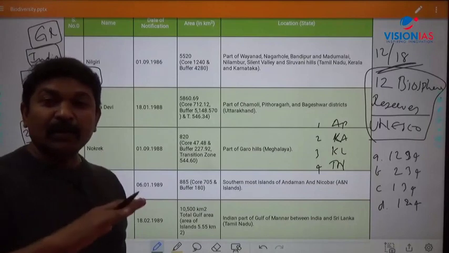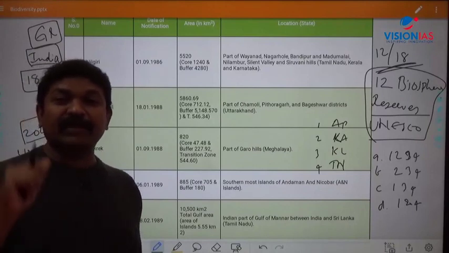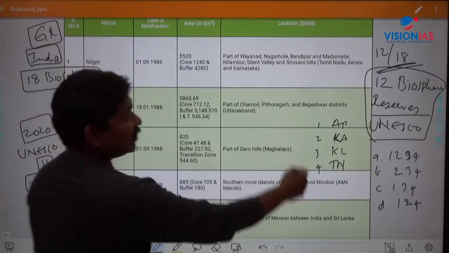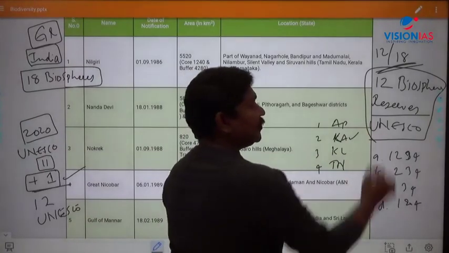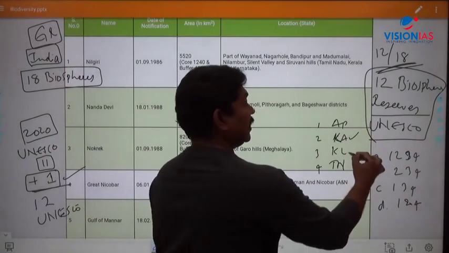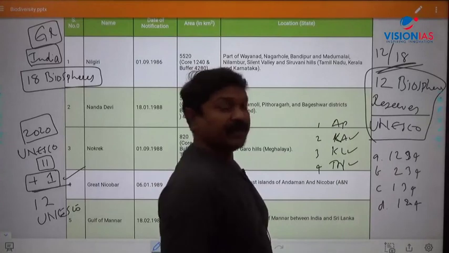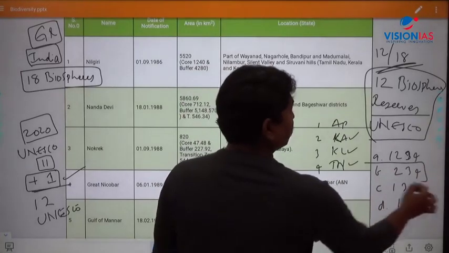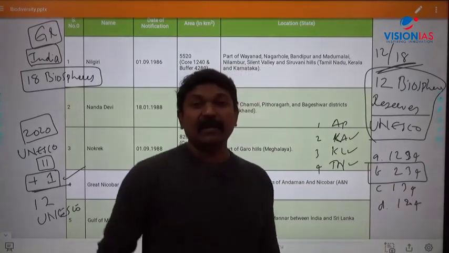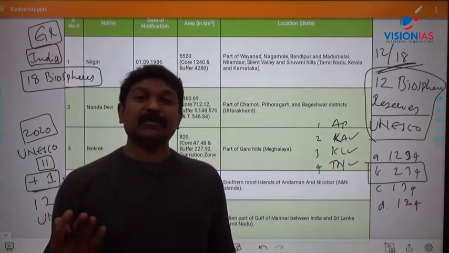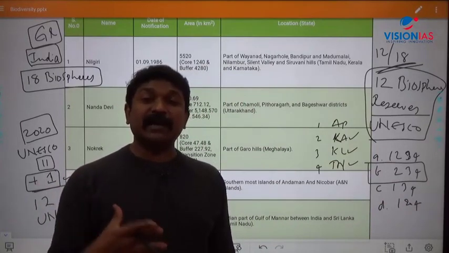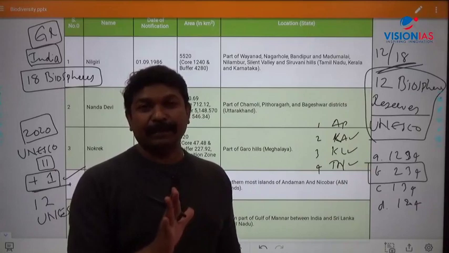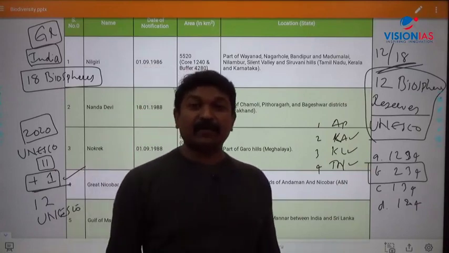Right from 2012 to 2017, what was the question? For this one, what is the answer? Nilgiri Biosphere is there in Karnataka, Kerala and Tamil Nadu. Therefore, the answer should be 2, 3, 4. This is the answer for the broad type of question, which was the trend till 2012. Then comes the next one. What is the next one?